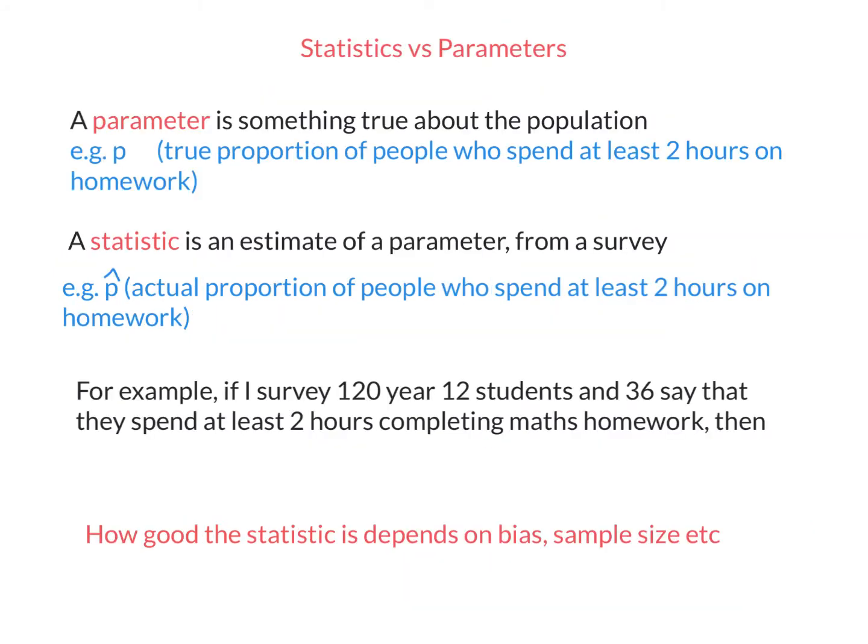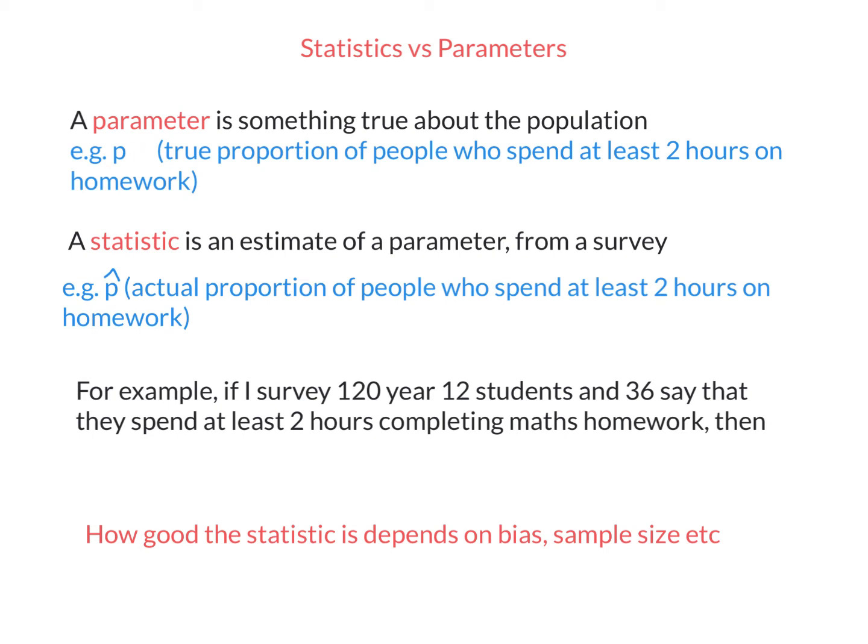So the last thing I want to do here is explain the difference between a statistic and a parameter. So a parameter is basically something true about the population, and a statistic is true about the sample. We use statistics to infer or estimate things about the whole population. So let's go back to my example where I was interested in the amount of maths homework completed by Year 12 students in the ACT. So we might let P be the true proportion of people who spend at least 2 hours on homework. So this P is unknown. I don't actually know what proportion of students in the ACT spend at least 2 hours on homework. So how can I get an idea of what P actually is?